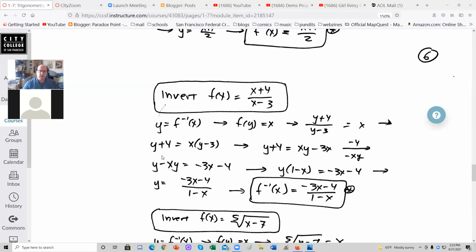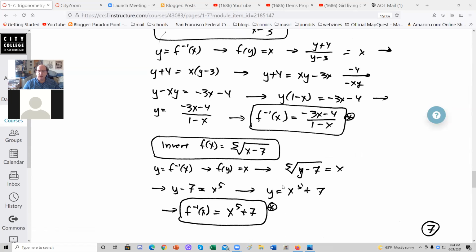Here we'll combine these two appearances of y into one by factoring it out. y times (1 minus x) equals negative 3x minus 4. Divide both sides by 1 minus x. y equals (negative 3x minus 4) over (1 minus x), and that is the inverse function, (negative 3x minus 4) over (1 minus x).